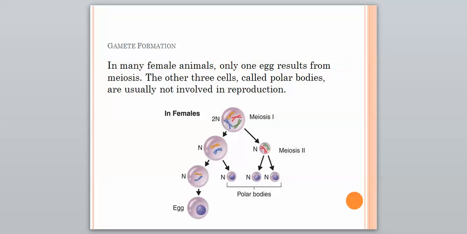You can see we have the same steps for our first 2 here. This one's a little bit smaller and forms a polar body, and this one forms another polar body, and only 1 of these goes on to actually become an egg. So in females, they don't have nearly as many gametes as males do, and that's because after meiosis, only one of the 4 actually goes on to become an egg that will be involved in reproduction.